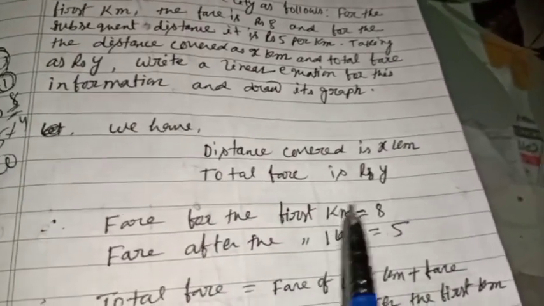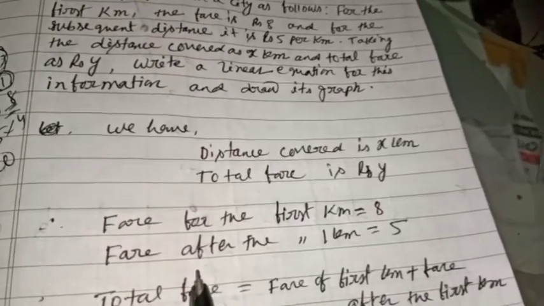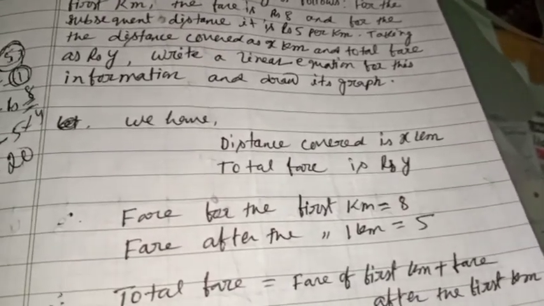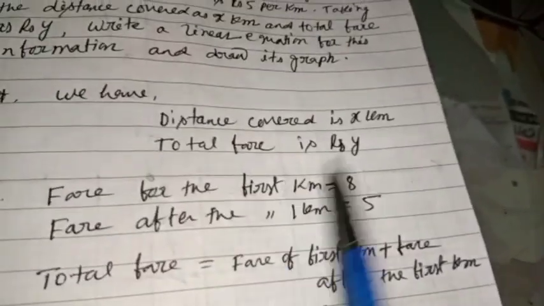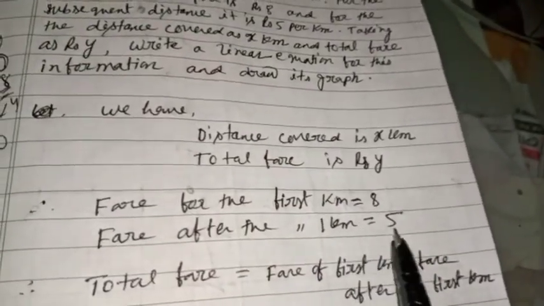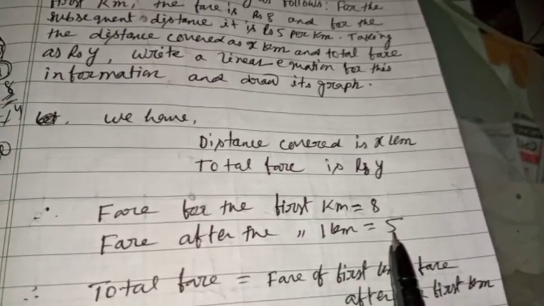The fare for the first kilometer is rupees 8, and the fare after the first kilometer is rupees 5 per kilometer. Understood? For the first kilometer only rupees 8. I hope all of you understood this one.